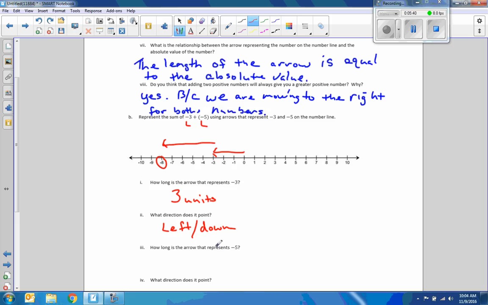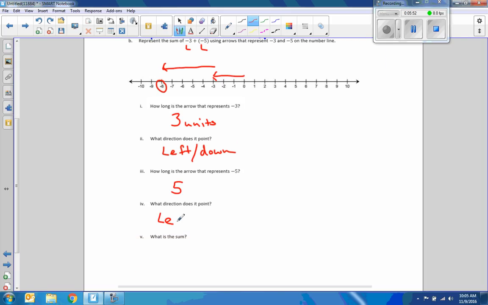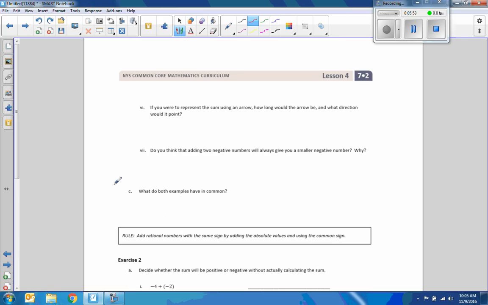How long is the arrow that represents negative 5? Remember, distance. Direction is the sign. The distance is the number. It's the distance of 5. Direction, left. And the sum was negative 8. 6, if you were to represent the sum using an arrow, how long would that arrow be? And what direction would it point?